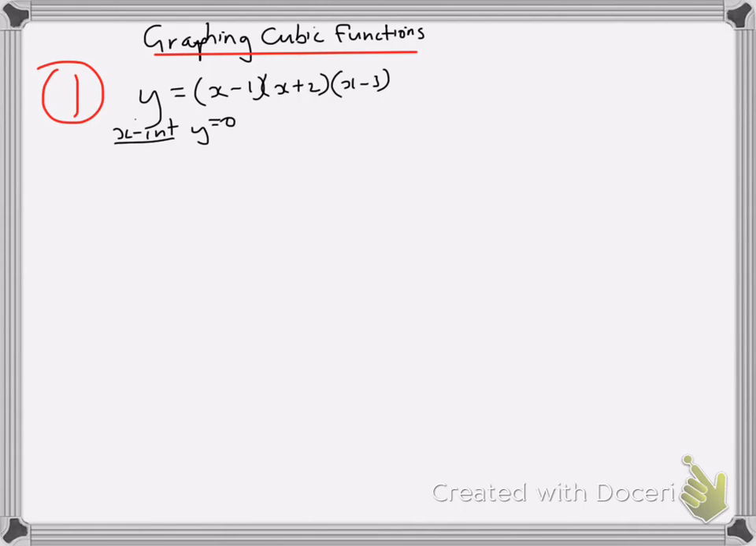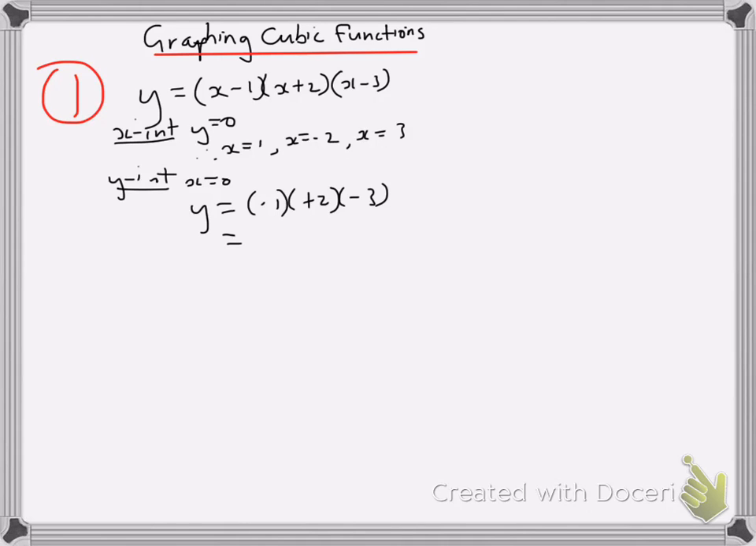So that means either x minus 1 is 0, so we could therefore say x is 1, or if x plus 2 is 0, x would be minus 2, or if x minus 3 is 0, x would be 3. To find the y-intercept, we let x equal 0. So if you look back at the function and we made x equal to 0, those brackets would just become negative 1 times positive 2 times negative 3. So what would that give us? That would give us positive 6.